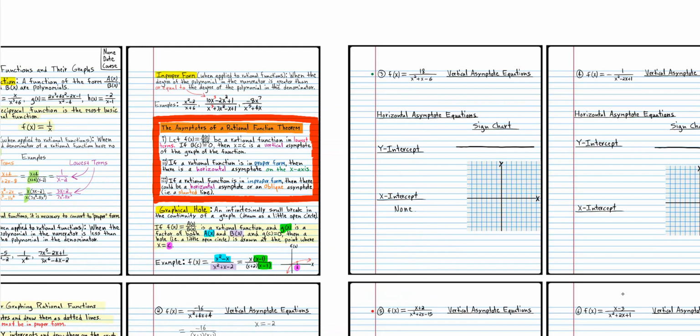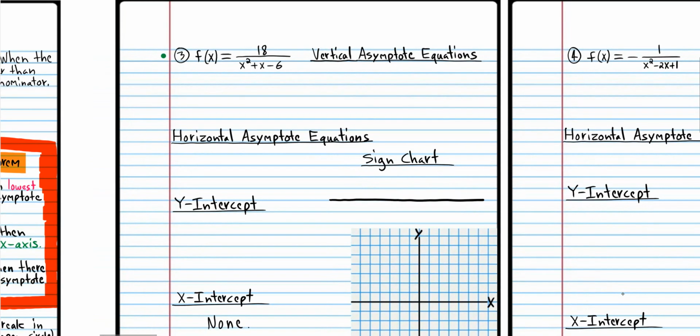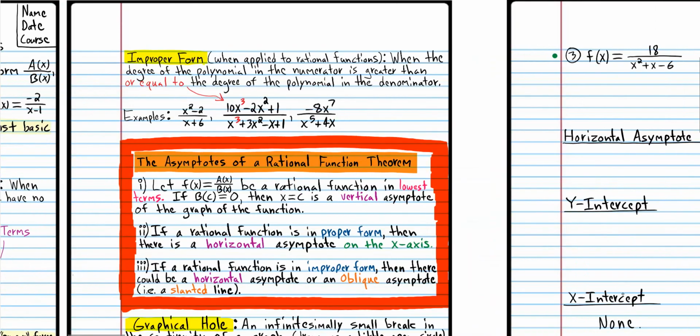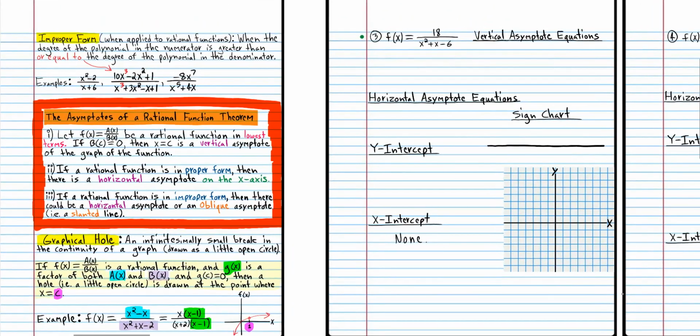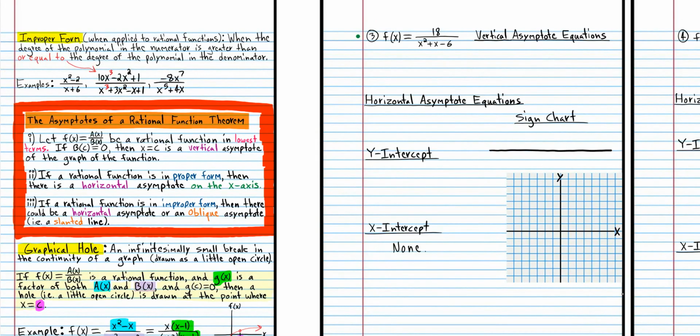So start by finding the asymptotes. Now notice that the degree in the numerator is less than the degree in the denominator, so we have a theorem that tells us that there must be a horizontal asymptote on the x-axis. So start by drawing that horizontal asymptote, and then you want to find your vertical asymptotes by factoring the denominator and go from there. So try number 3. When you come back, we'll do it together.